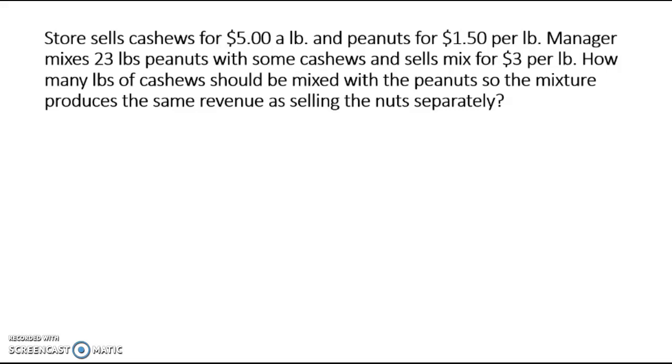A store sells cashews for $5 a pound and peanuts for $1.50 per pound. The manager mixes 23 pounds of peanuts with some cashews and sells the mixture for $3 per pound. How many pounds of cashews should be mixed with the peanuts so the mixture produces the same revenue as selling the nuts separately? Now, when we're given a problem like this, we have to think in terms of translating the situation into algebraic equations. And that's what we're going to do next.